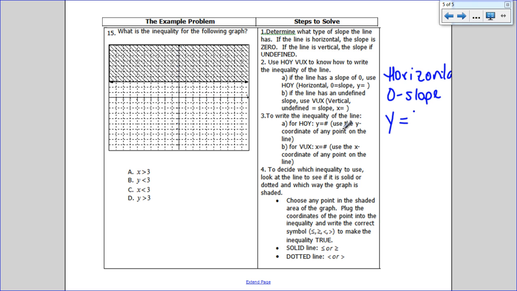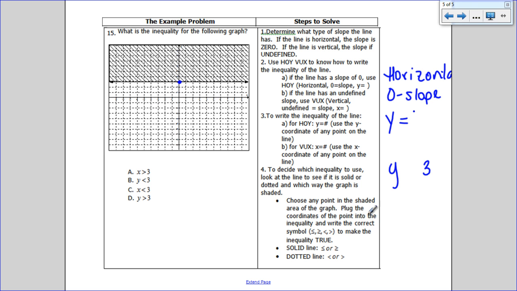So now to write the inequality for HOY, we're going to use the y-coordinate of any point on the line. Well, that's real easy because I've got a y-intercept right here. And it looks like that y-intercept is at 1, 2, 3. So I know it's going to be y, and then it's going to be a 3. I'm going to leave space here for my symbol because I've got to do step 4 here to decide which inequality to use. Well, first I have to see if the line is solid or dotted. Well, this line is solid, which means it's either going to be less than or equal to or greater than or equal to. Then I have to see where it is shaded.